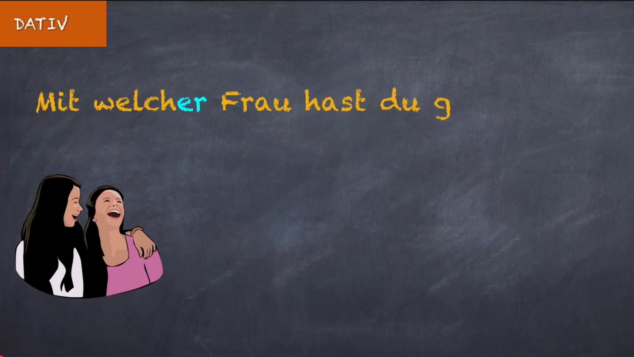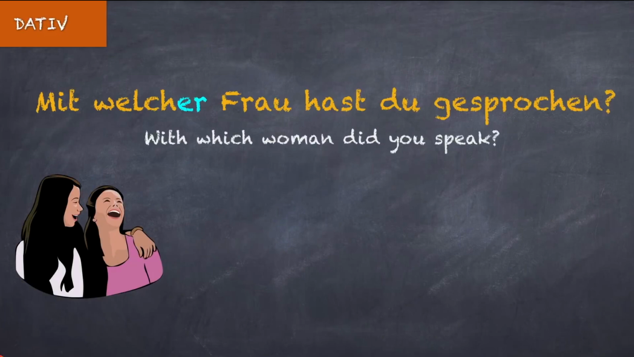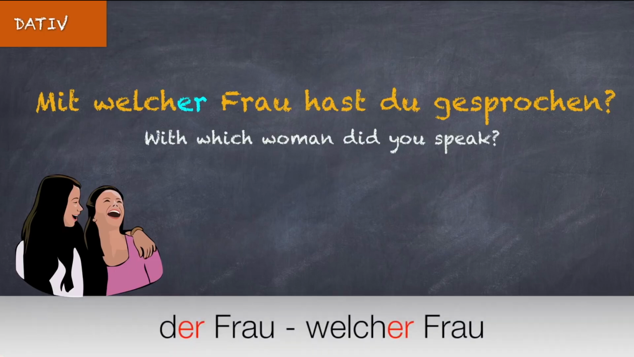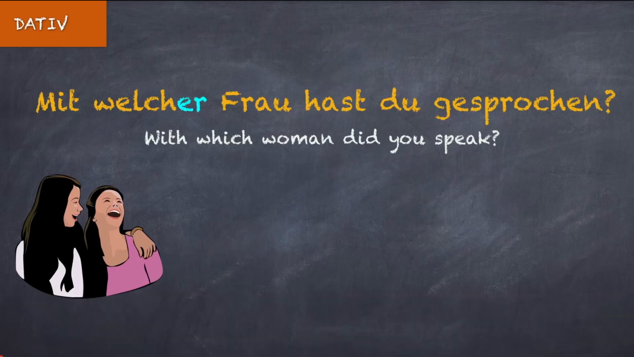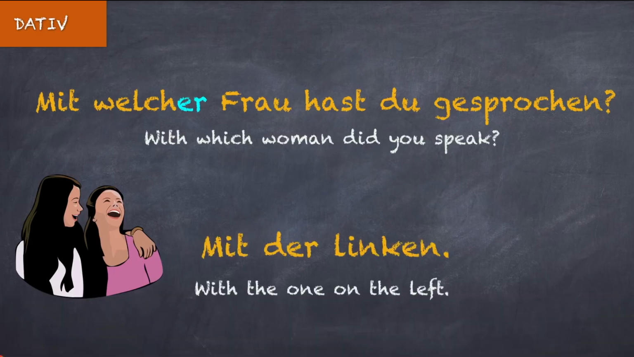Now let's look at the dative case. Mit welcher Frau hast du gesprochen? Oder mit welcher Frau hast du gesprochen? In this case, we are using a dative preposition mit. The feminine article die changes to der in dative. Hence, welch takes the ending er from the dative feminine article der. Mit der Linken. Don't forget to use the preposition here.